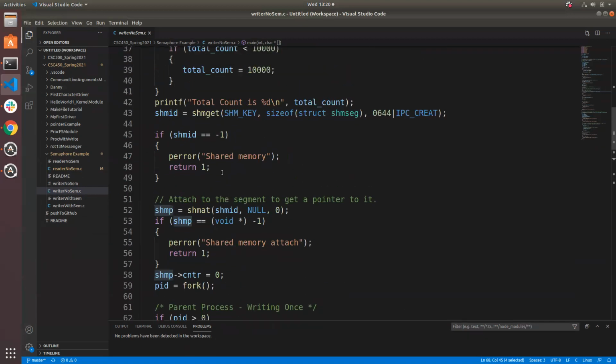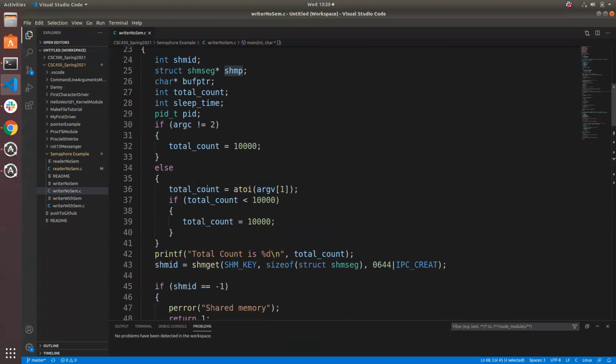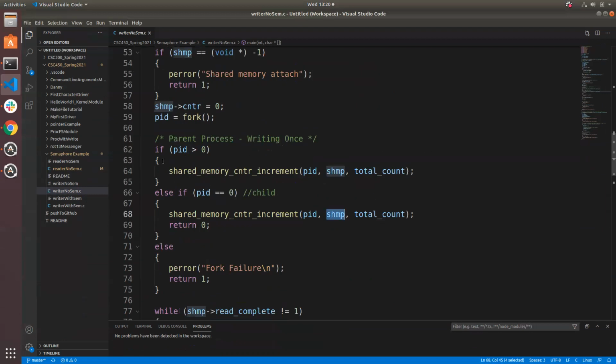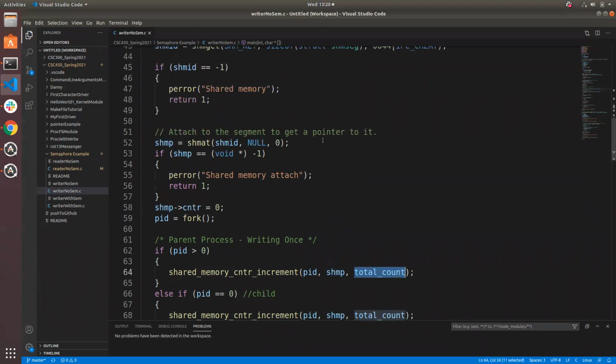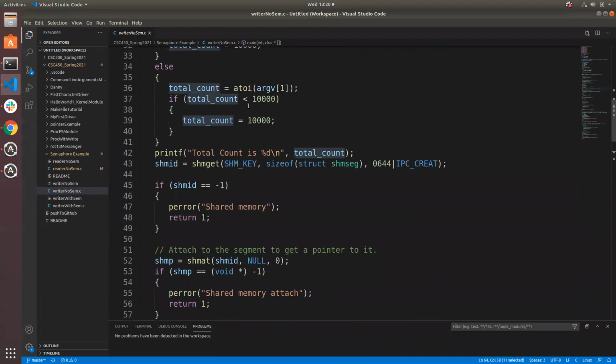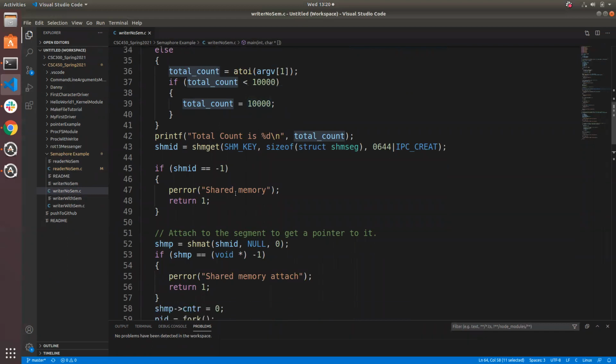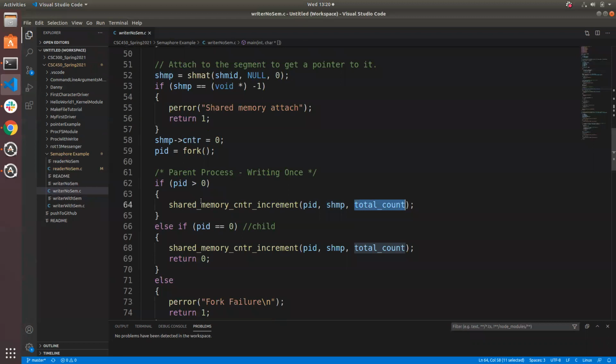So ultimately, they're both going to call the same function, passing in that same total count variable. The default for total count is 10,000 if we don't pass in any command line arguments. So they both think they're going to do something 10,000 times. The parent does their thing, whatever that is. The child does it and then immediately ends.